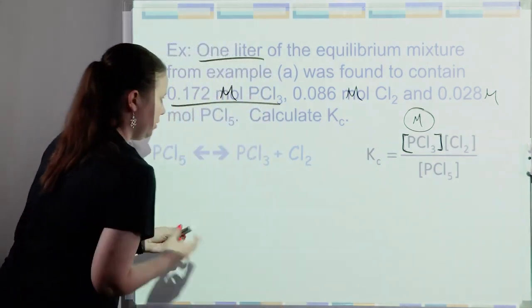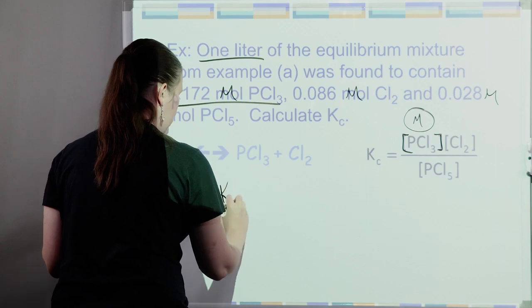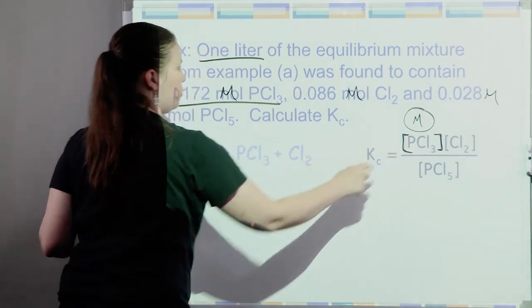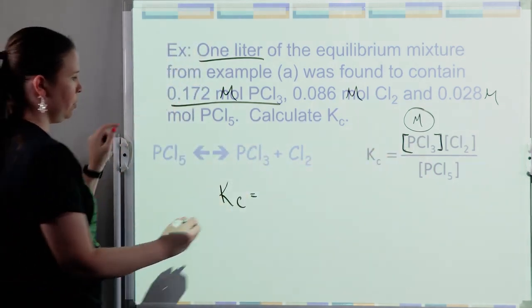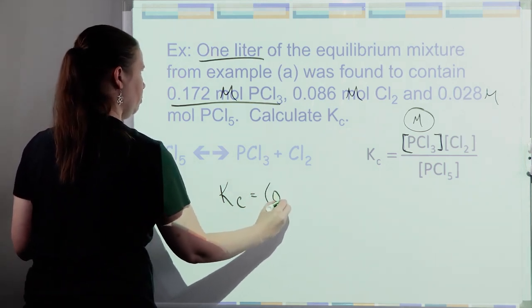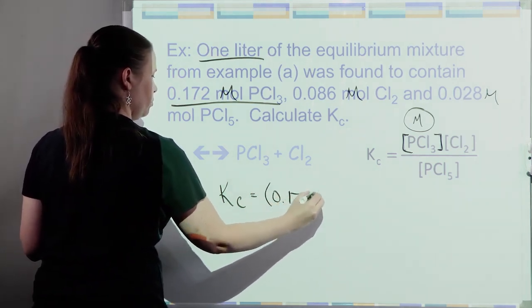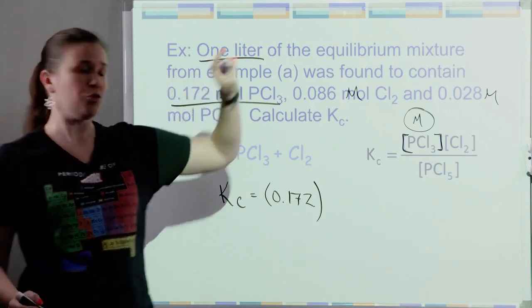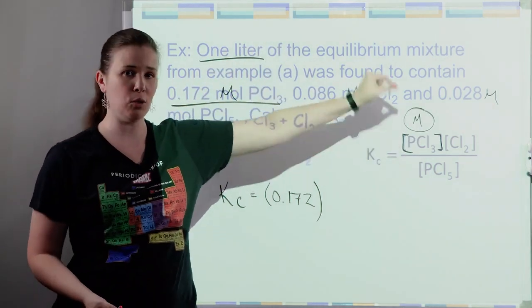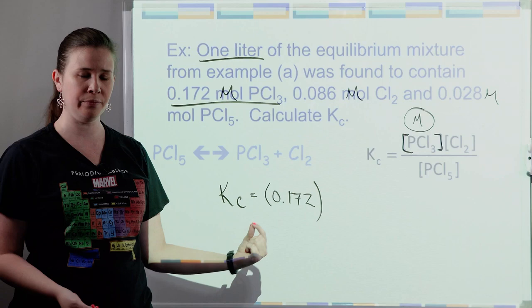So let's start plugging things in. Kc equals, my first concentration was for the PCl3. That's going to be 0.172. You do have to be careful that you're using molarities when you plug the numbers in.